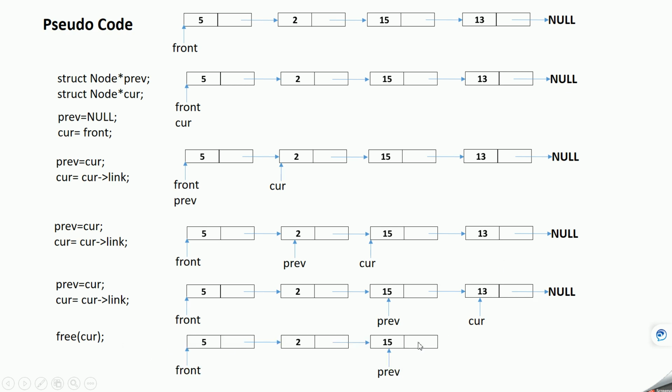After deleting, this linked list will become like this, and now we have to make this 15, this node, point to null, because this is the end of the linked list. So we'll say previous link equal to null, because previous is pointing here, its link will be pointing to null. When we say previous link equal to null, it will become null. So now this is the end of the linked list. This was the pseudo code.